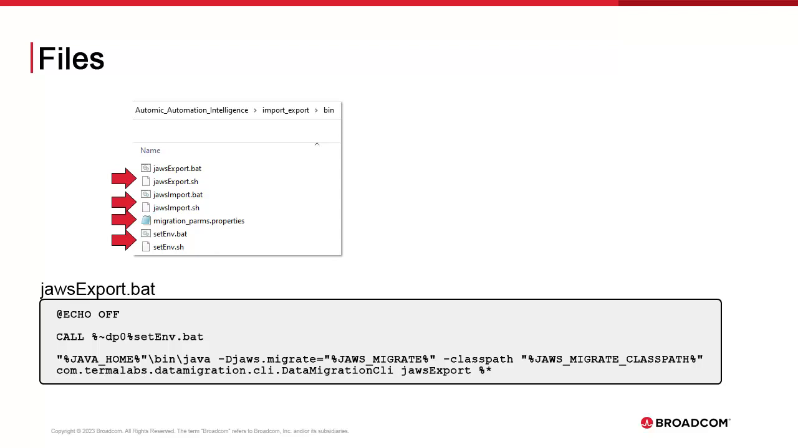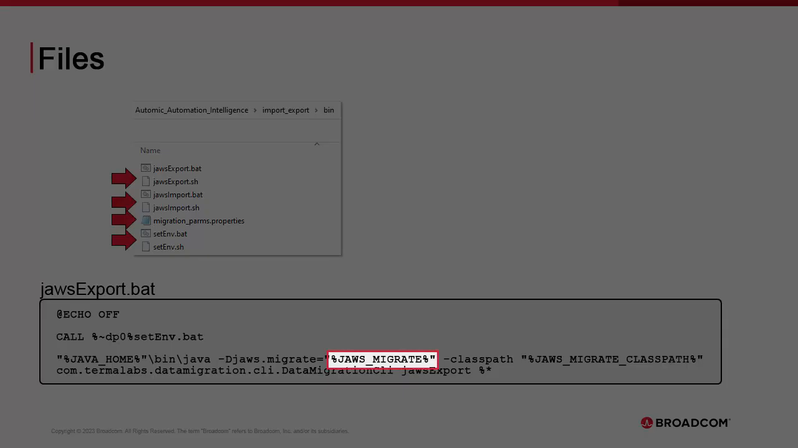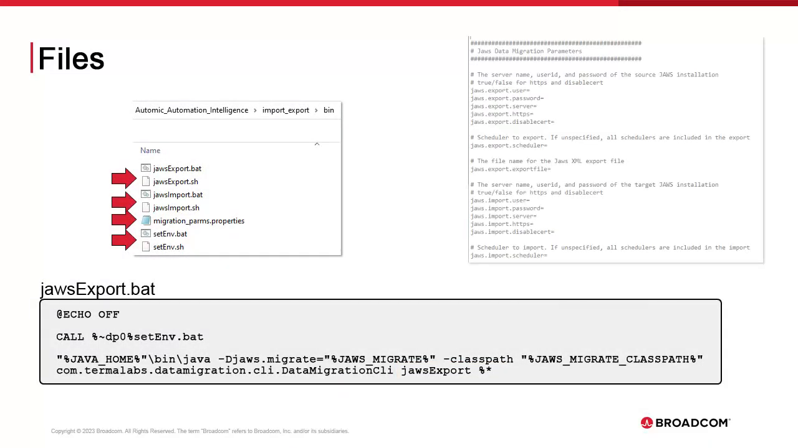It sets environment variables for JAWS_migrate, which is the bin directory, and JAWS_migrate_classpath, which references the directories containing Java libraries, log configuration, and the import-export config files. Then it executes the JAWS export. You also have the migration_parms properties file. You can enter all the import-export parameters, and then use this file to run the procedure. Note that Java 8 has to be available for this to work, and we recommend avoiding OpenJDK. JAVA_HOME needs to be defined in your system variables or etc/profile.